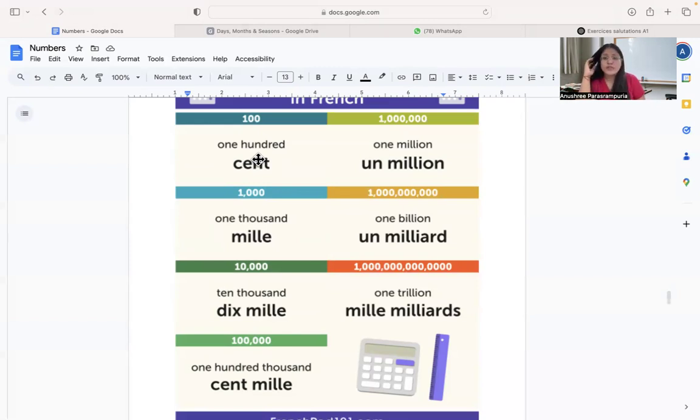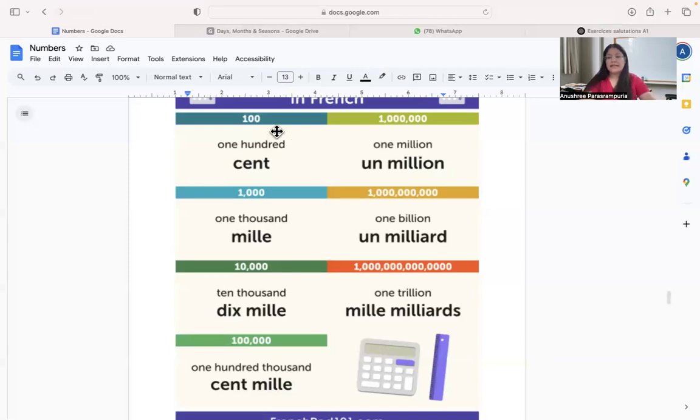Then 1,000 is going to be mille. 10,000, dix mille. 100,000, cent mille. 1 million, a million. 1 billion, a milliard. D silent, R distinct sound, and 1 trillion, mille milliard.